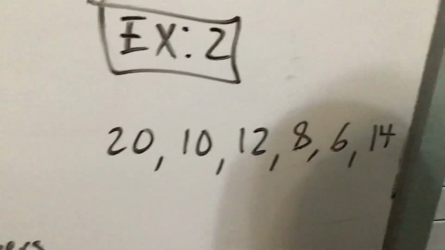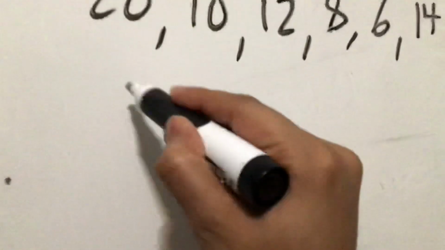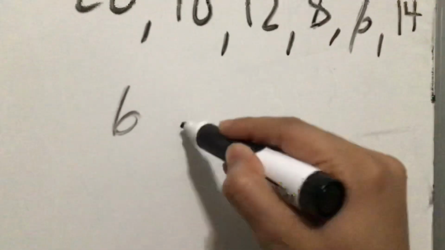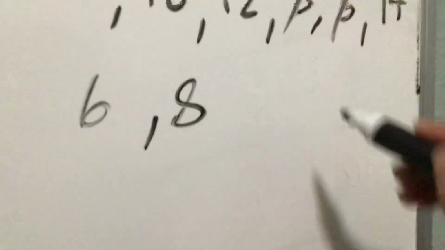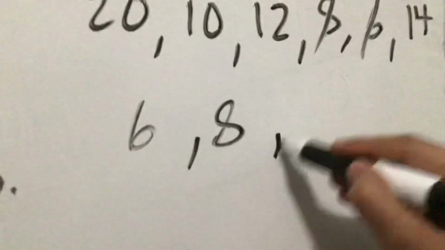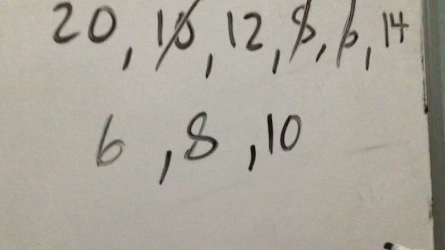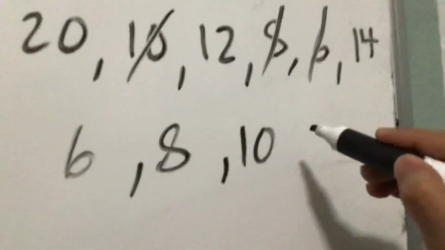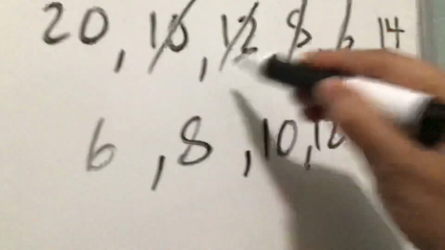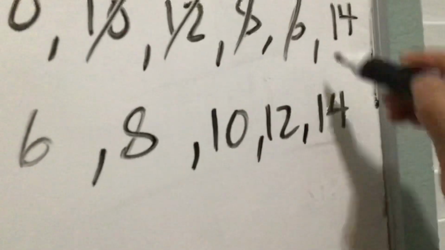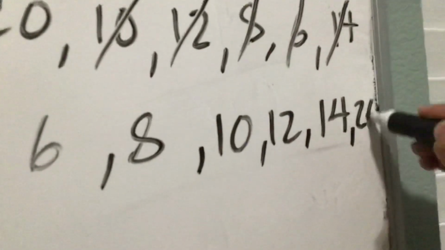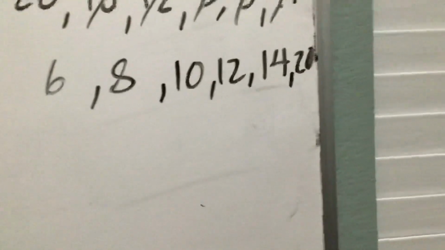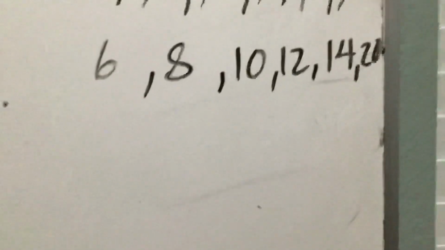And the first number that we have to write down is 6. And then we have 8. And then we have 10. Then we go to 12. We go to 14. And 20 will be our last number. So we have 6, 8, 10, 12, 14, and 20.